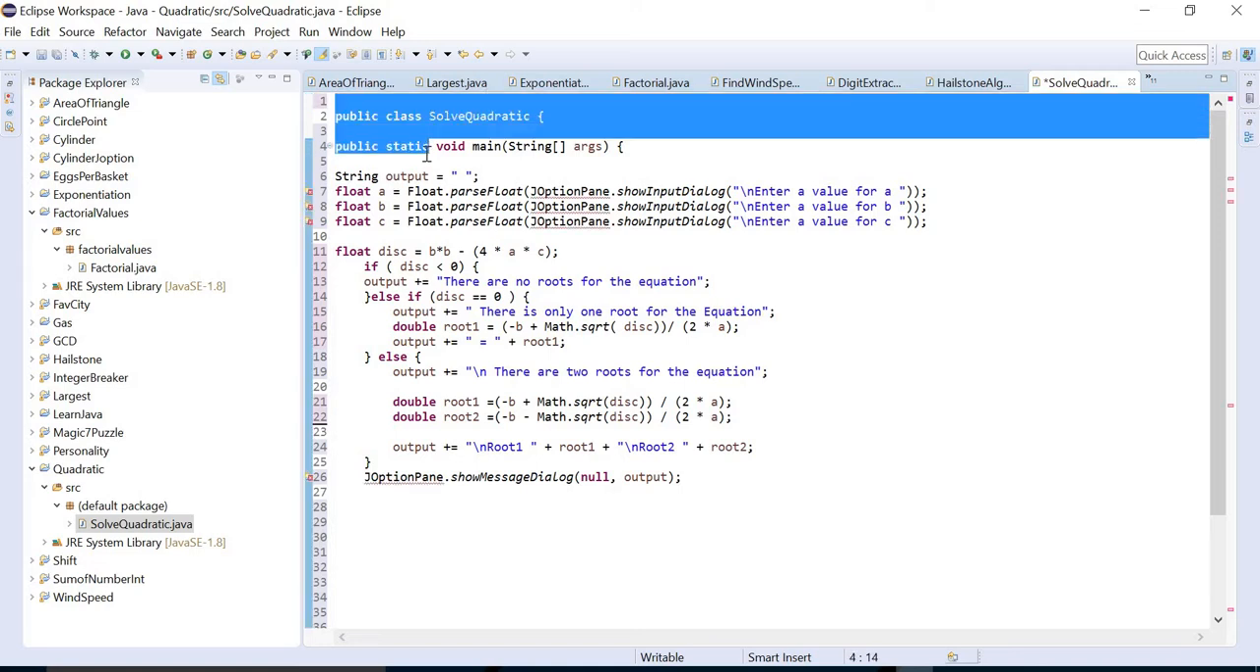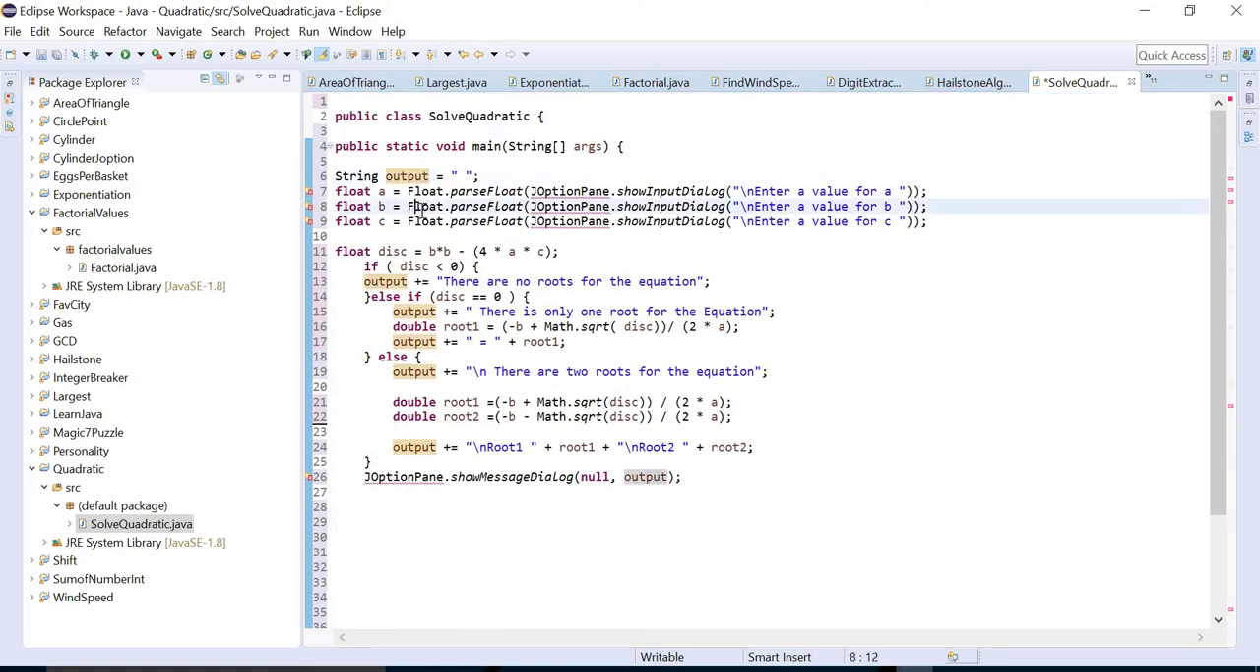Okay, see what becomes wrong when I don't have Java Swing. This all becomes wrong, and this becomes wrong because it doesn't recognize where you're getting it from. But if I get Swing, then it works. So you see what we needed Swing for.